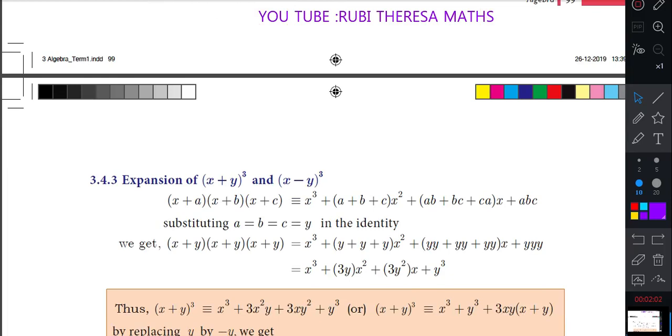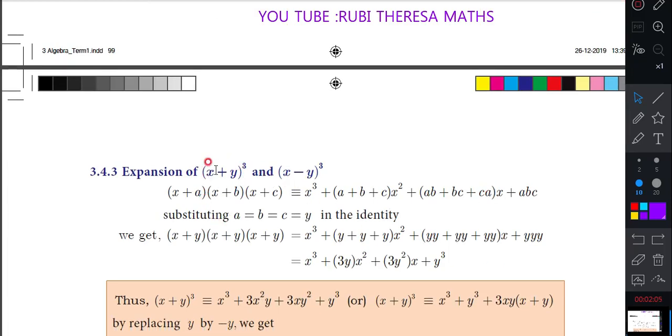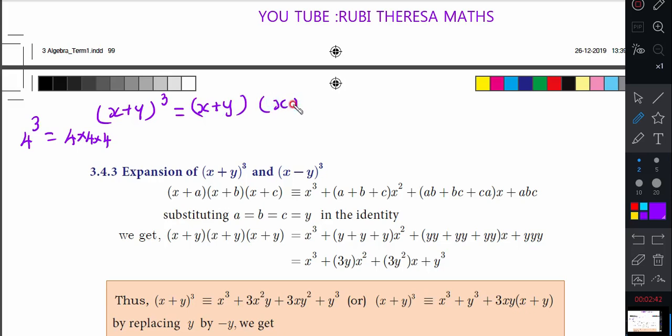In the identity, we use it here. Do you follow? So, here, x plus y the whole cube. That means what? How many times you have taken? What is the expansion of this x plus y the whole cube? How will you expand this? 4 cube, how will you expand? Very good, 4 into 4 into 4. Same way here, how many times this x plus y? Very good, 3 times. x plus y into x plus y into x plus y.